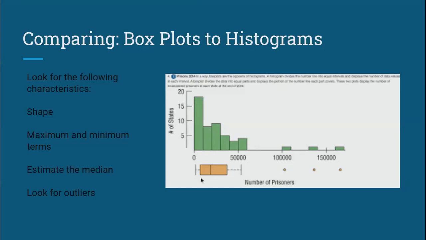But the key to matching these two is to look for the outliers. There are 3 outliers here. Look for the outliers. Then you see the rest of the data is grouped over here.